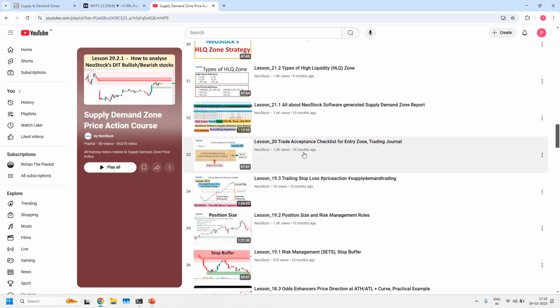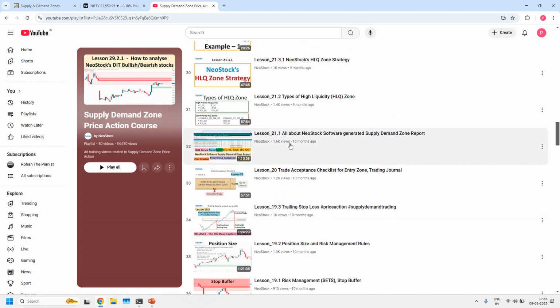And lesson 20 is very important. Checklist I have provided. Without the checklist you cannot proceed. All these things you should complete before you get into usage of our NeoStock software generated setups. Apart from that, most important things you should complete are the advanced strategy lessons, that is having dependency on bullish and bearish trade setup. From lesson 21 onwards you learn advanced strategies, especially bullish and bearish trade setup.